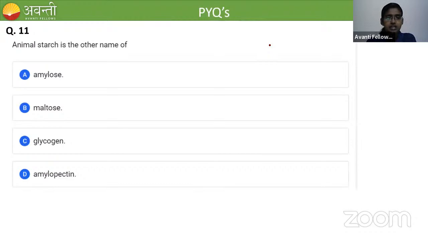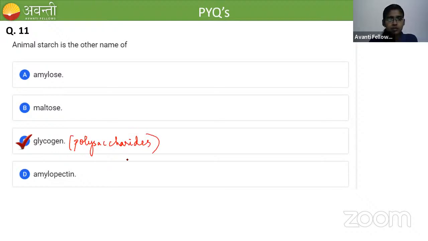Animal starch is the other name of amylose, maltose. Amylose and amylopectin are the components of starch, so they cannot be the answer. And maltose is a disaccharide, right? So animal starch is the other name of glycogen, which is a polysaccharide. Glycogen is otherwise called animal starch.